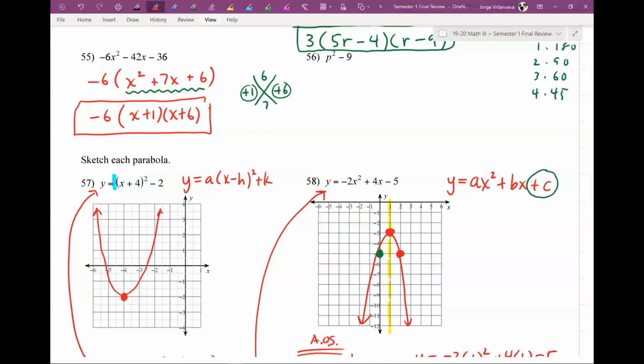Now 56, that's called a difference of two squares. p squared minus 9 is a difference of two squares. I can write it like this: p squared minus 3 squared.